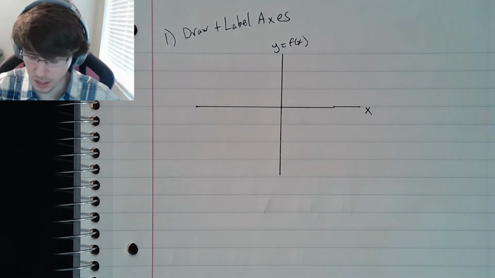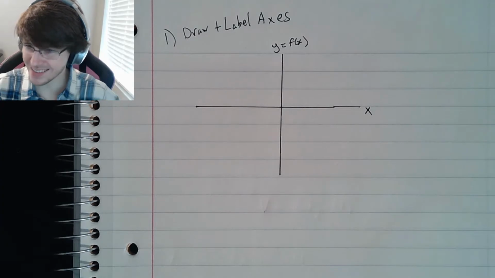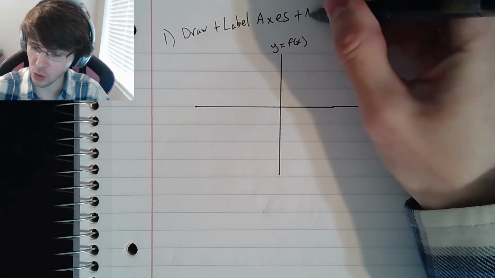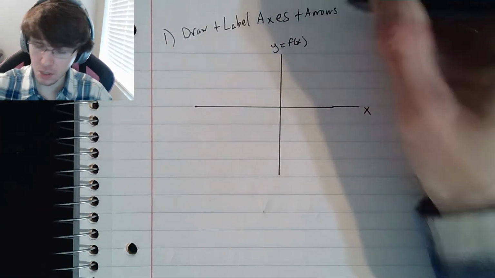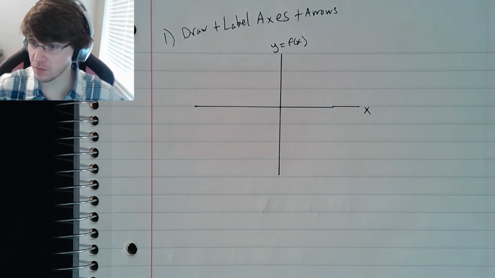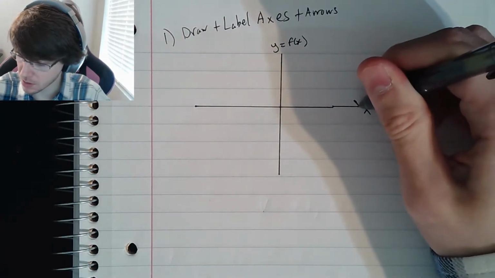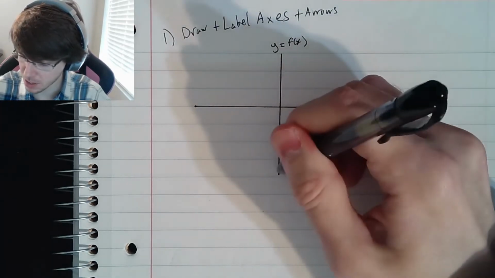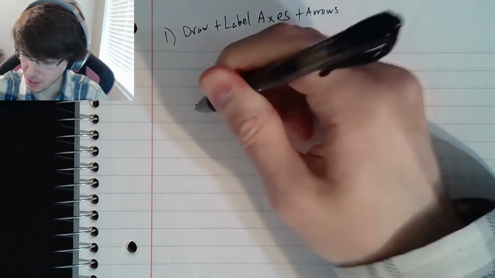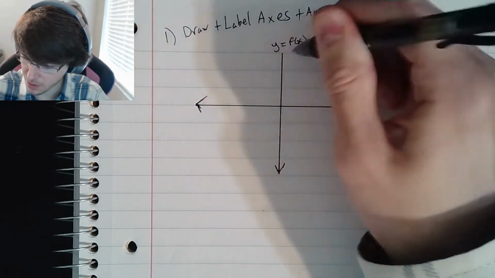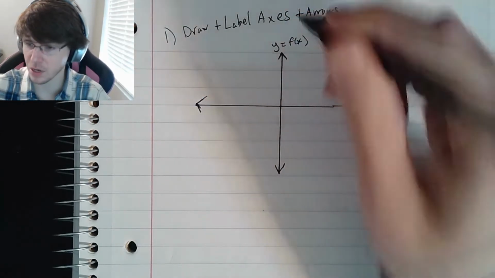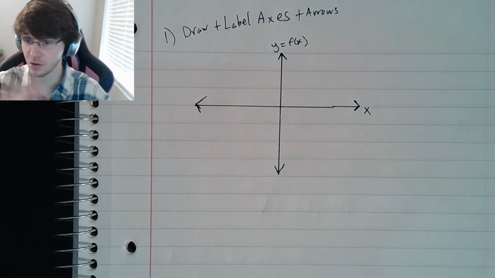Anyways, continuing on, we also need to draw and label axes and arrows. Why arrows? Arrows mean they go off in both directions forever. So we're going off forever this way, this way, that way, and up forever this way. So we're going up, down, left, right, forever and ever. These go in all directions.